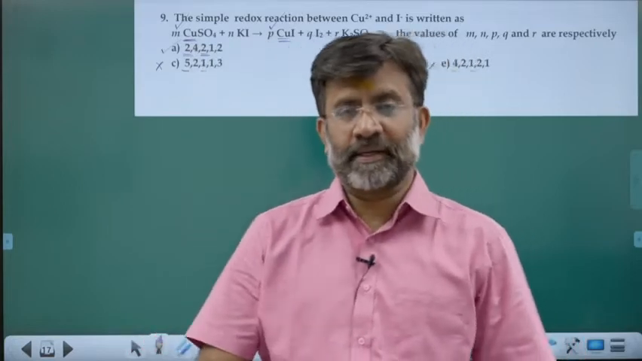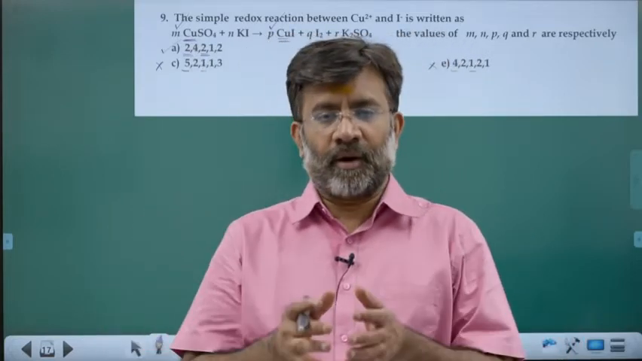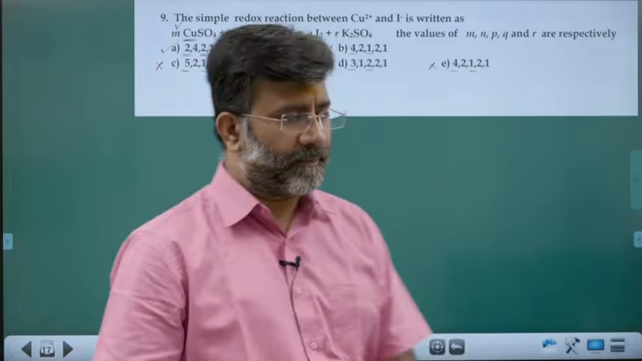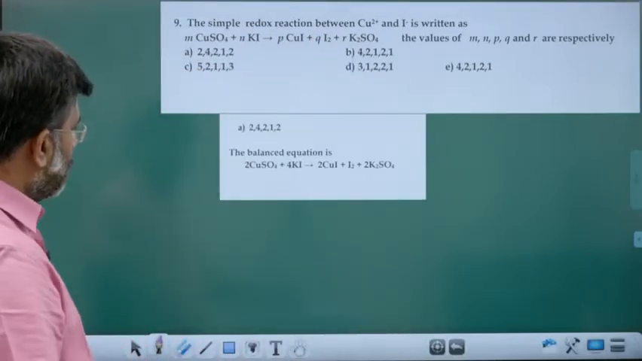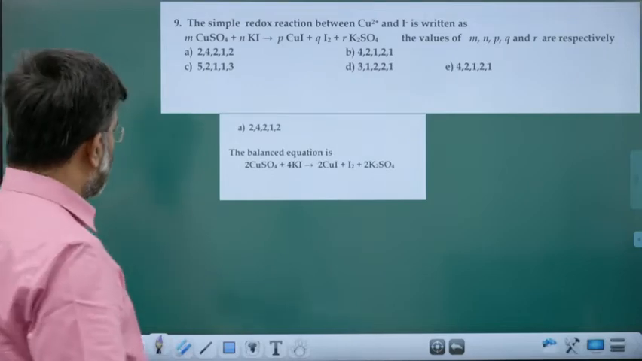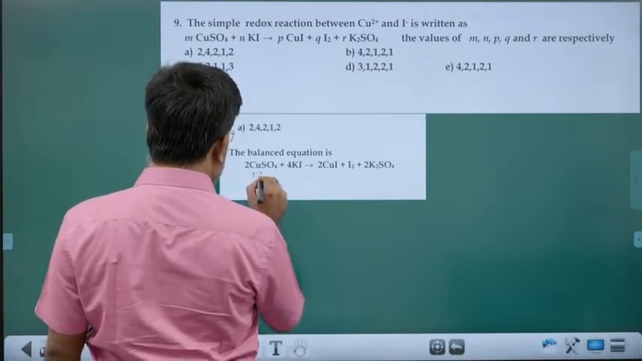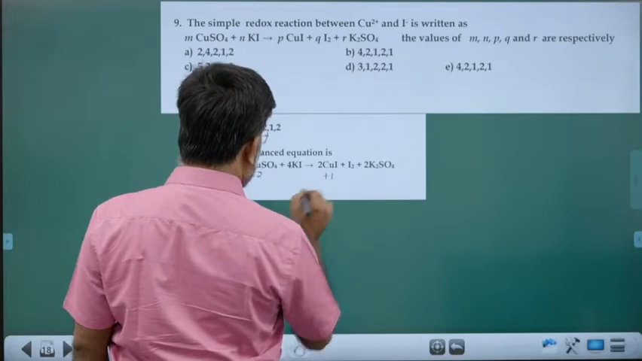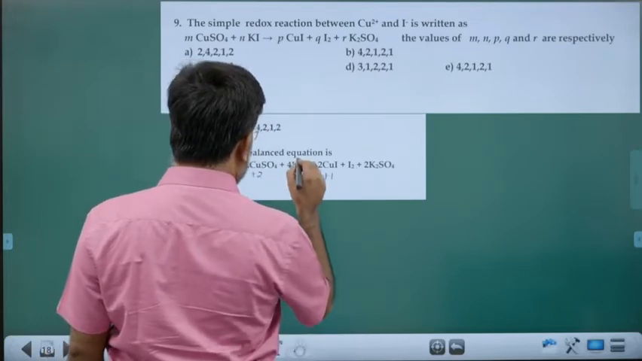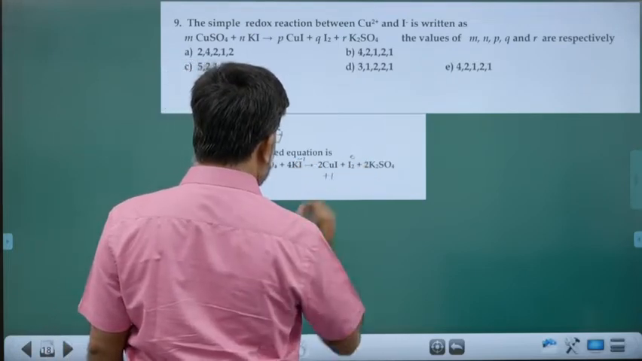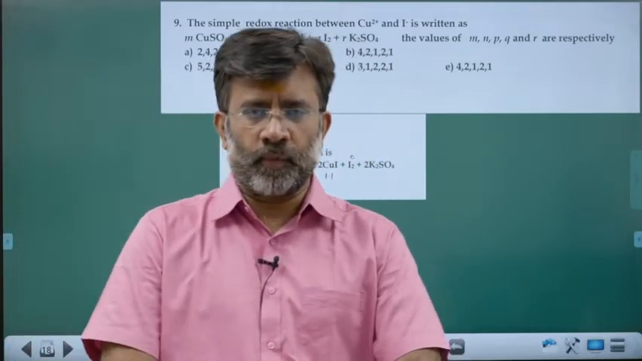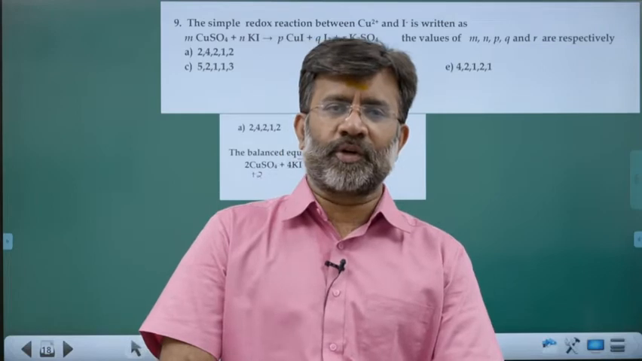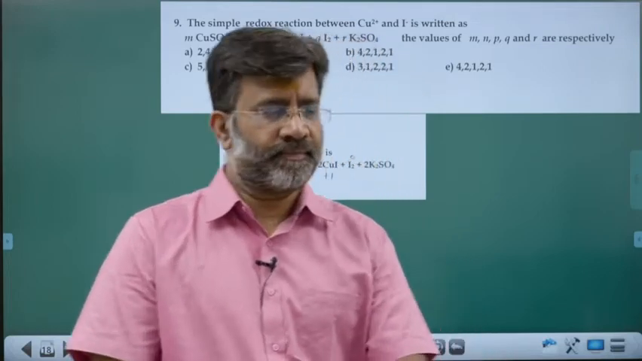Now, as practice, you can sit and work out how the balancing can be done. The balanced equation will be this one: copper 2+ is reduced to copper +1, and iodine -1 is oxidized to 0. Iodine -1 is oxidized to 0, and copper 2+ is reduced to cuprous. Next one.